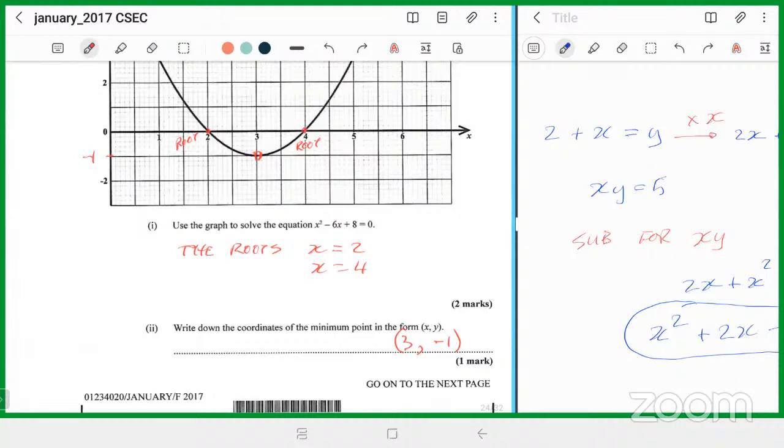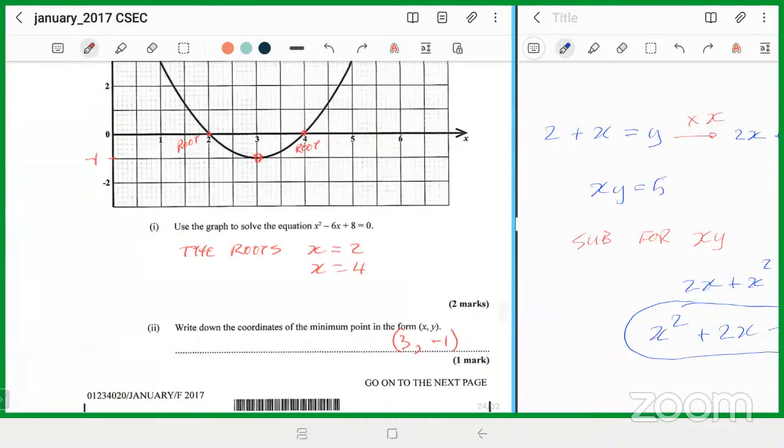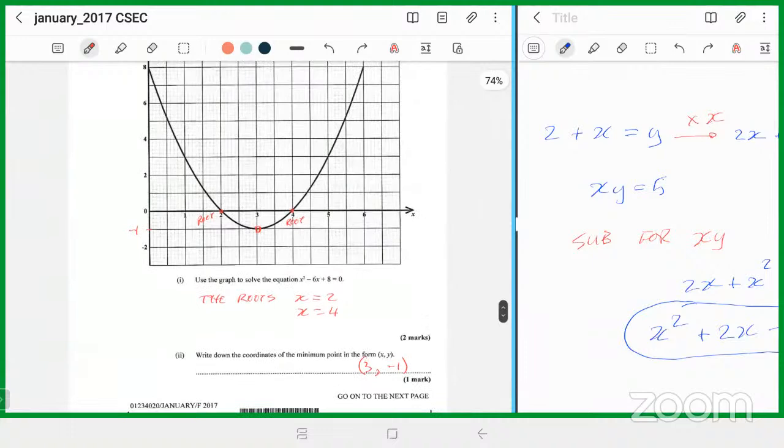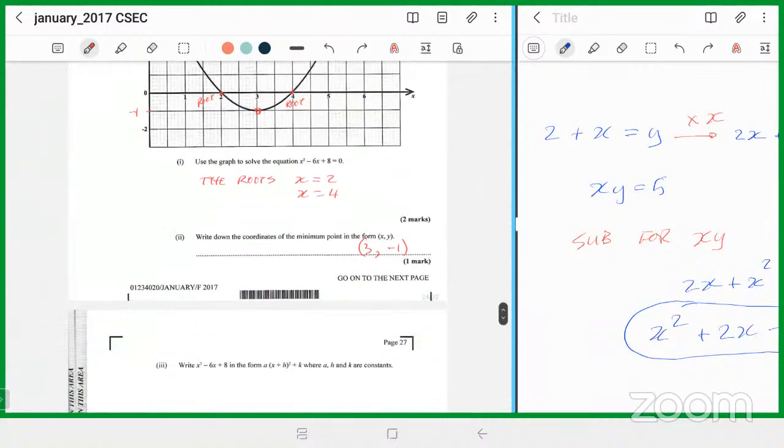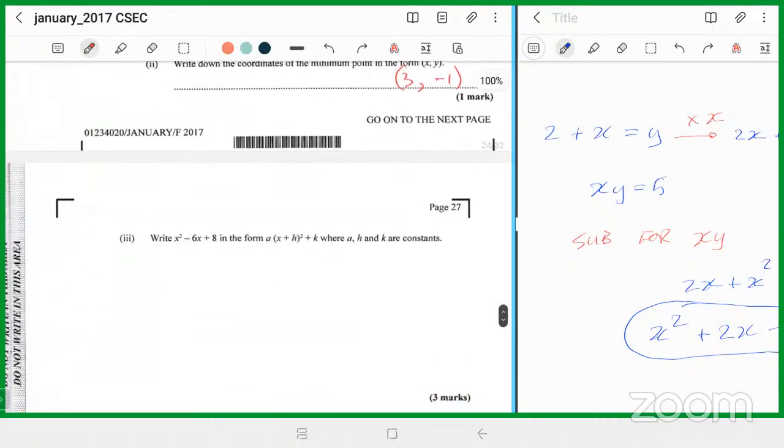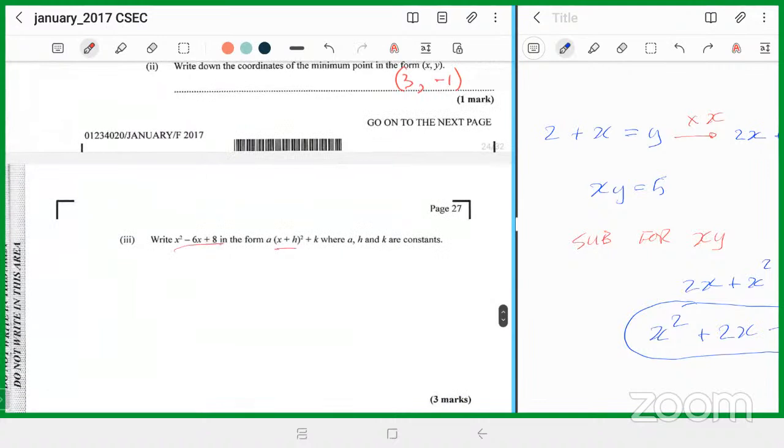Okay with that. Yes, sir. That's what they want us to do. Watch this now. They say write this in this form where a, h and k are constants.